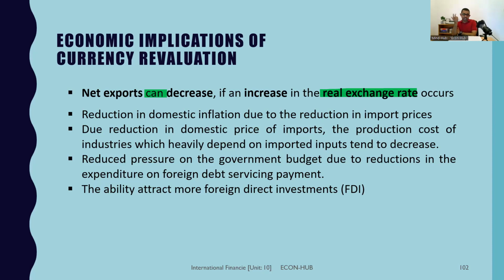So that might give us an advantage. Reduced pressure on the government budget due to the reduction in the expenditure on foreign debt servicing payments. To repay foreign debt, you have to pay in dollars or foreign currency. So earlier, to buy a dollar, if we paid 100 rupees, now we have to pay less than 100, meaning the debt servicing cost of the government decreases. Debt repayment cost of the government decreases.